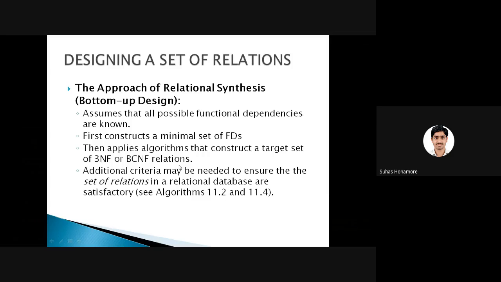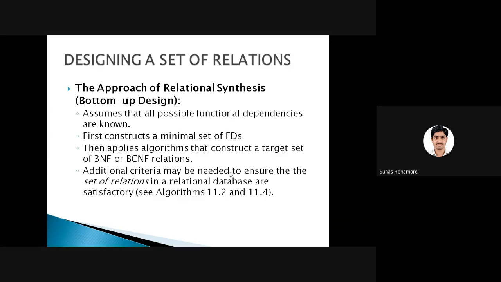Once those are identified, we'll apply some algorithms. If you want to derive it to 3NF, we'll apply one algorithm. If you want to derive it to BCNF, we'll apply another algorithm. Then we'll see whether what we derived is a lossless decomposition or lossy. We will check that, and after that, our database will be designed.